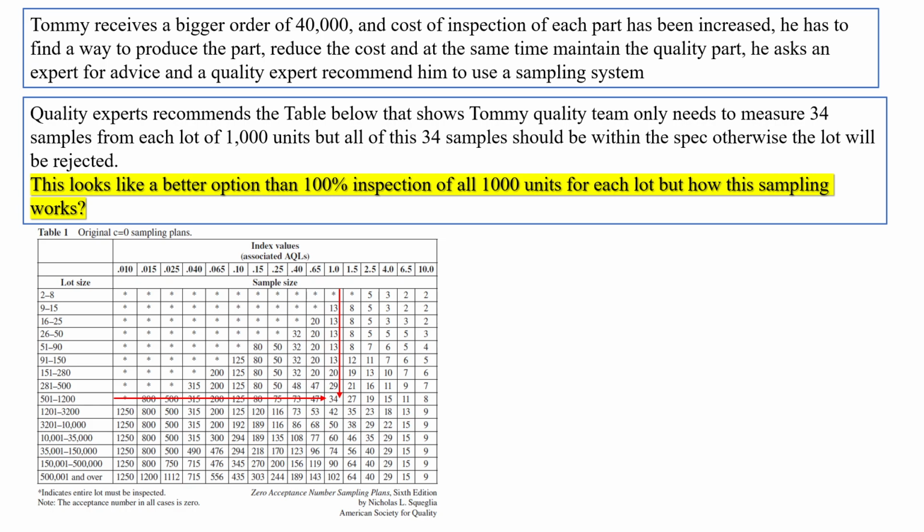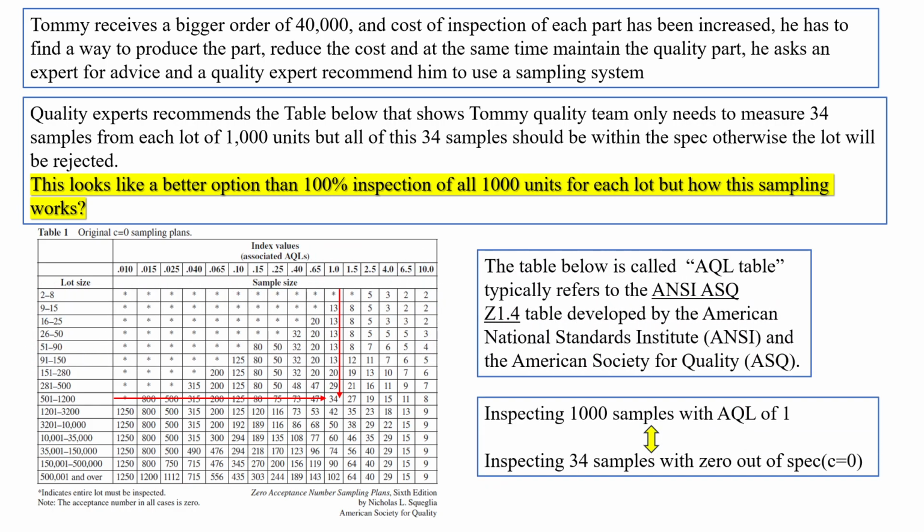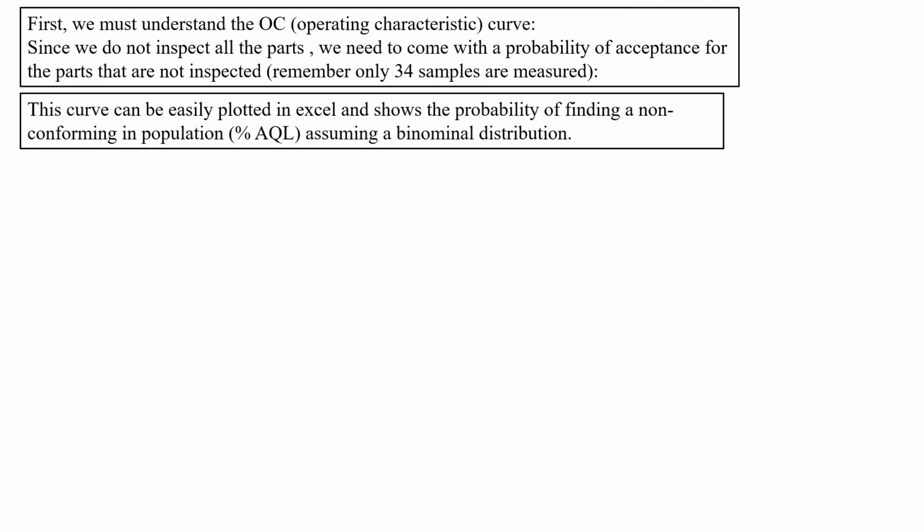So basically C is 0, no reject. And this looked like a better option considering the inspection time consumed for each part. But where is that 34 samples coming from? I mean, what is the basis of that 34? Why not 50? Why not 90? To explain that, we have to introduce the OC curve, that is the operating characteristic curve.